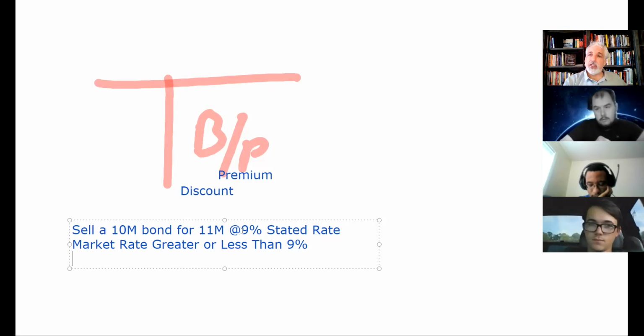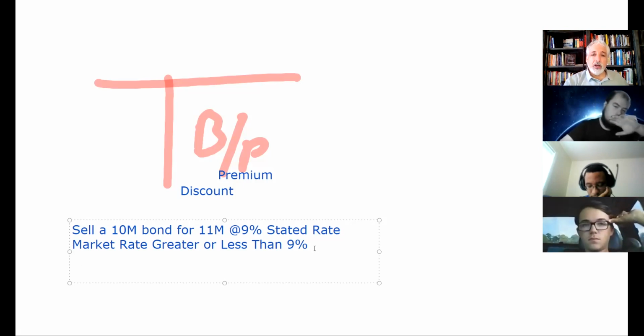And the way to also think about it, would I be willing to pay more for a 9% bond if the market rate was 8? Or would I be willing to pay more for a 9% bond if the market rate was 10? So I've got a mixture of more and less here. Most are saying less. Some are saying more. Okay.